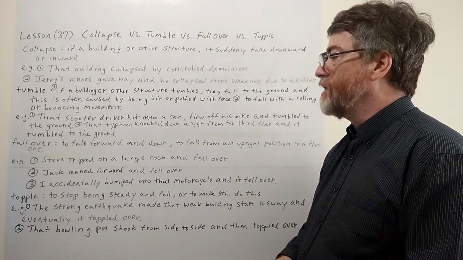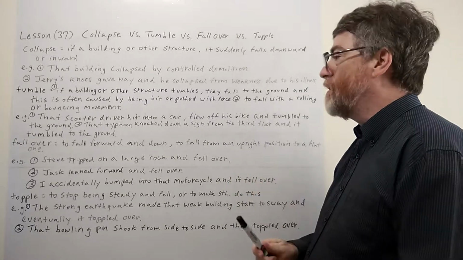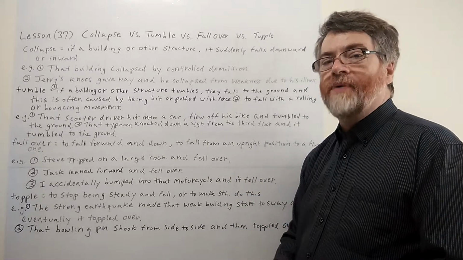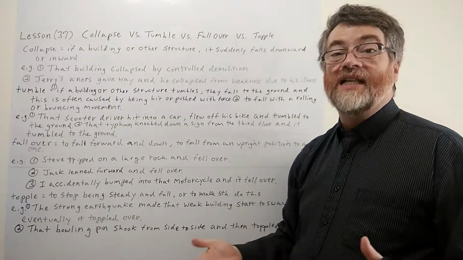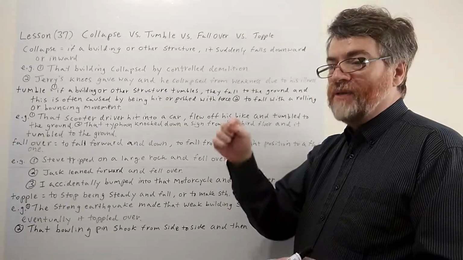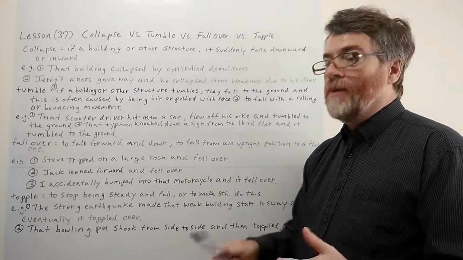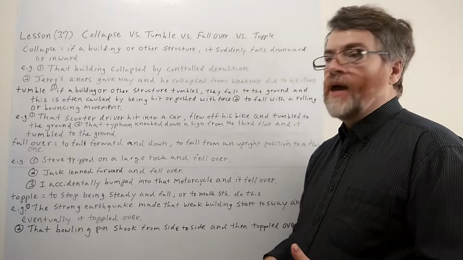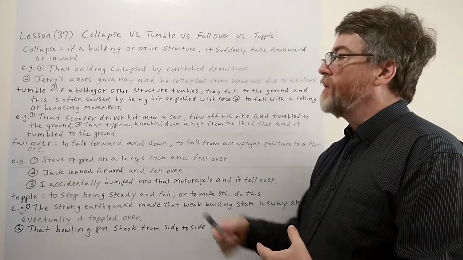Okay, let's take a look at the next one. That typhoon knocked down a sign from the third floor, and it tumbled to the ground. It probably didn't just fall straight flat. It's not likely to fall exactly straight down. It probably hit the side, maybe bounced a couple of times as it landed on the ground, or bounced off something. Again, in this sort of situation, you are more likely to use tumble.